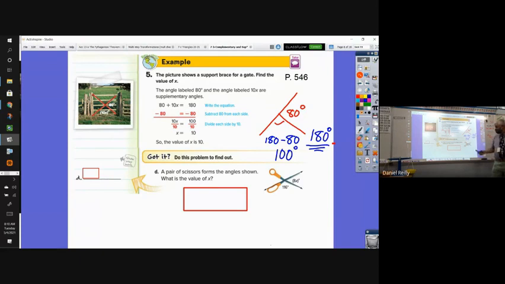All right, what's the measure of this angle in the scissors then? Go ahead and do that one. You get sent all the way to the office. What I want to be sent to the office.